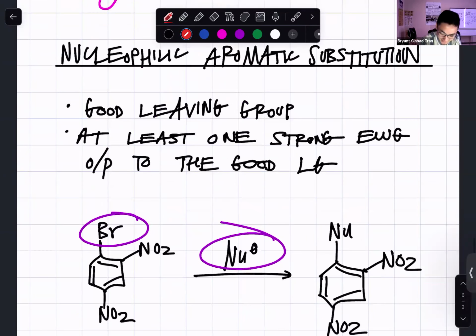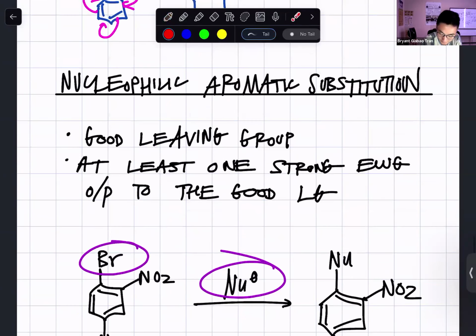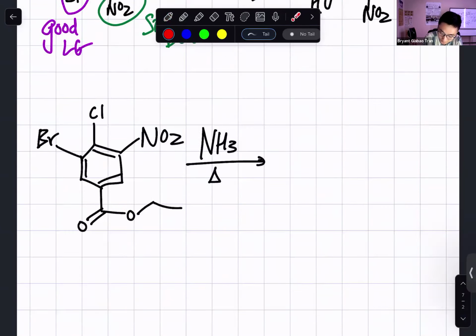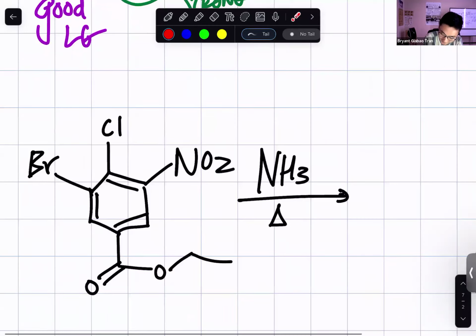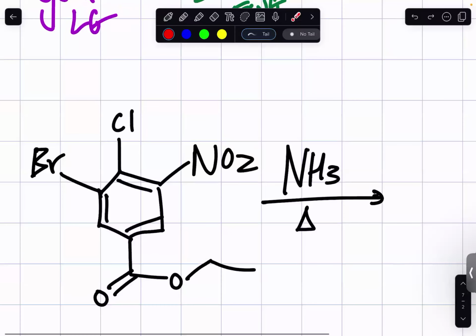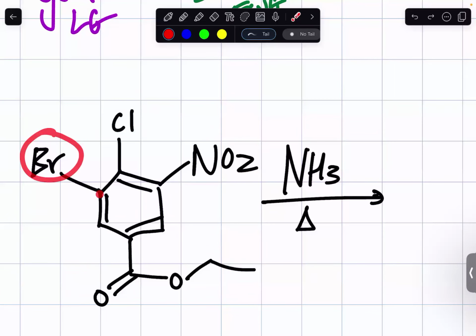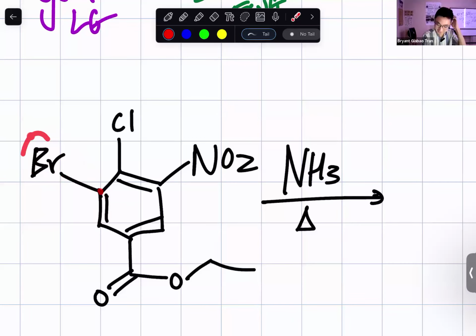Yeah, think about the requirements here. The two requirements for nucleophilic aromatic substitution: a good leaving group, and at least one strong EWG ortho or para to the leaving group. Chlorine has the ortho and para. But let's look at bromine. Bromine here has no strong EWG ortho or para to it.